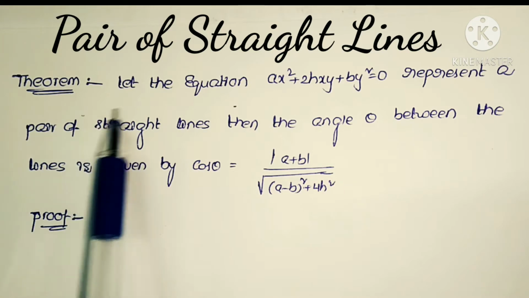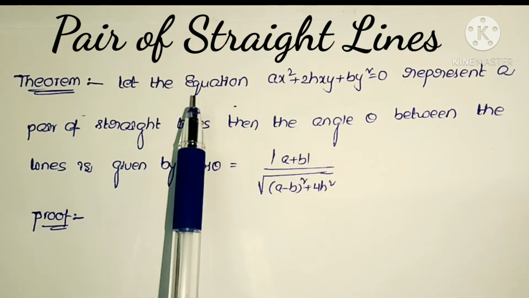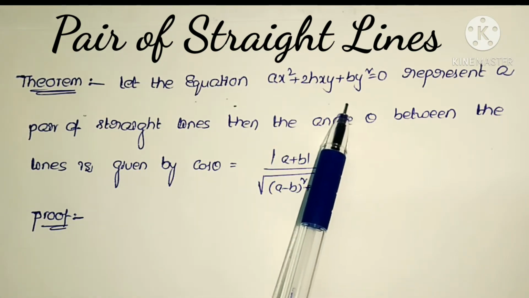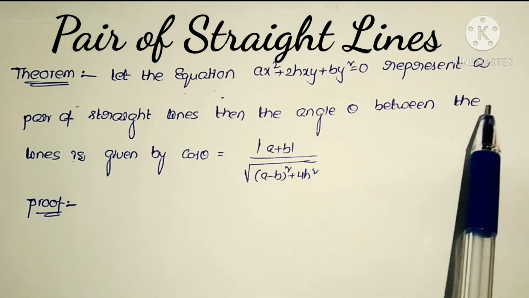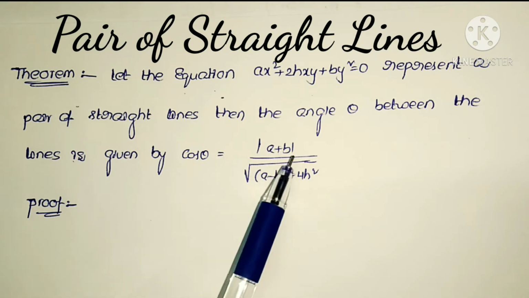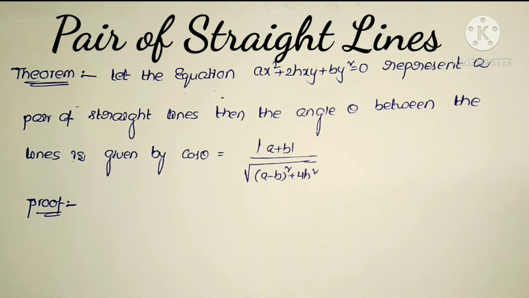First theorem. This is the most important theorem in pair of straight lines. The theorem statement is, let the equation ax² + 2hxy + by² = 0 represent a pair of straight lines. Then the angle theta between the lines is given by cos theta is equal to mod of (a + b) by square root of (a - b)² + 4h².